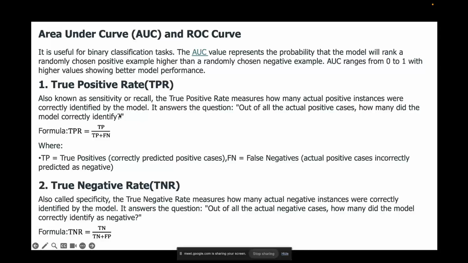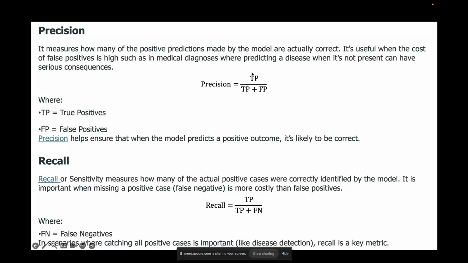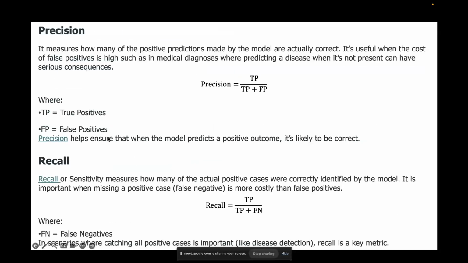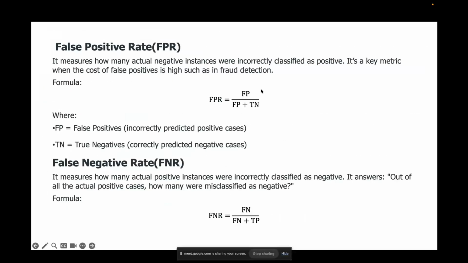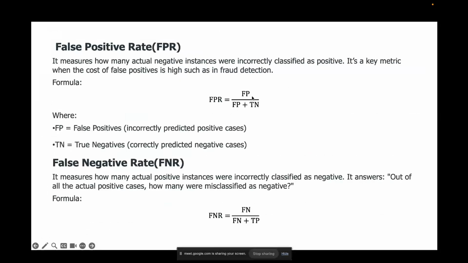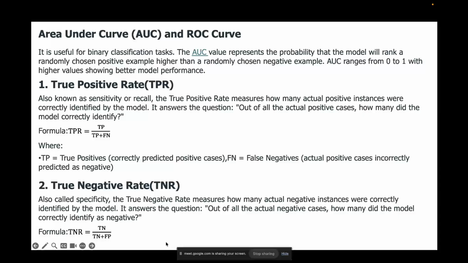So here you define the true positive rate, right? It is similar to precision, which is true positive divided by true positive plus false positive. It is equal to recall, true positive divided by true positive plus false negative. So this is the false positive rate, this is the true positive rate, and the true negative rate as well. So this is not precision or recall. This is precision, and this is recall, right?